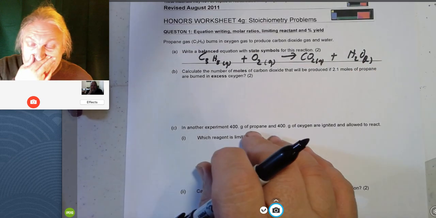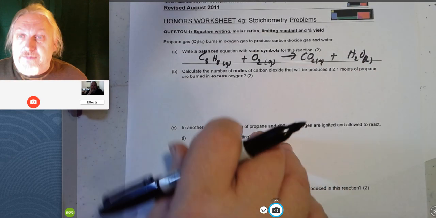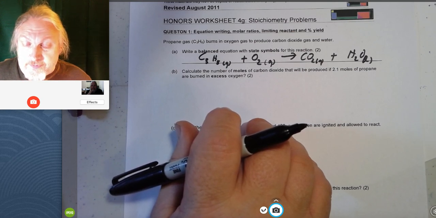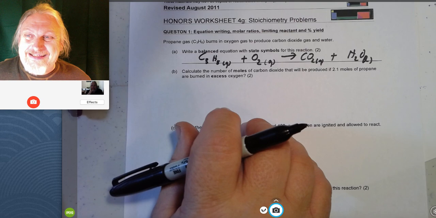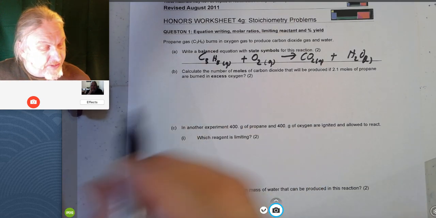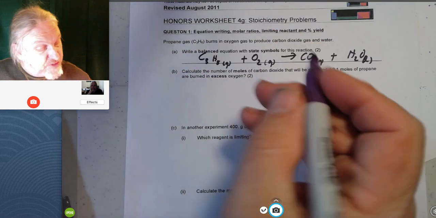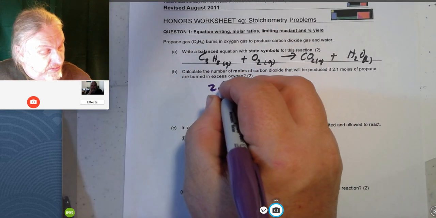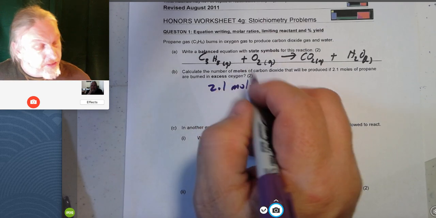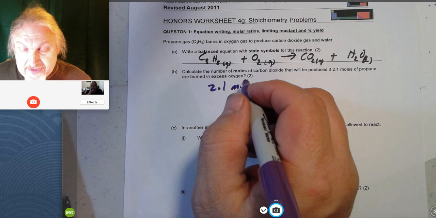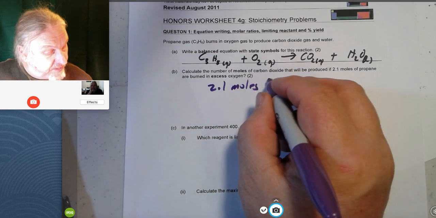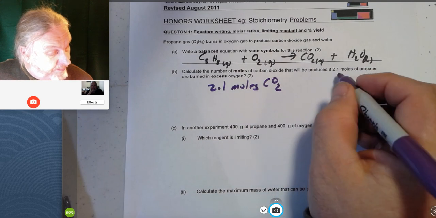Okay. So it asks us to calculate the number of moles of carbon dioxide gas that will be produced if 2.1 moles of propane are burned in excess of oxygen. I'm going to do this by dimensional analysis. If I have 2.1 moles, it said moles. Everything happens in stoichiometry in moles. So do I need to convert to anything? No.